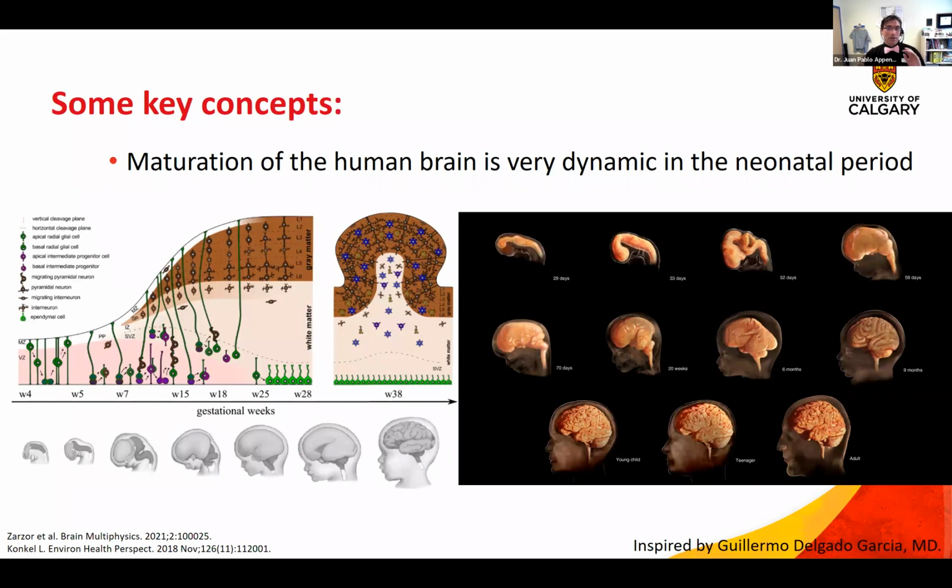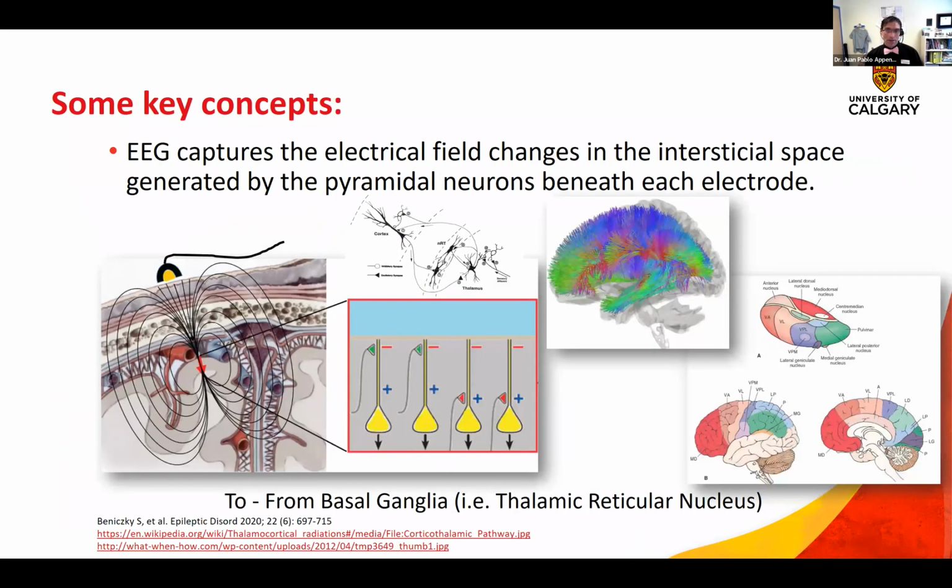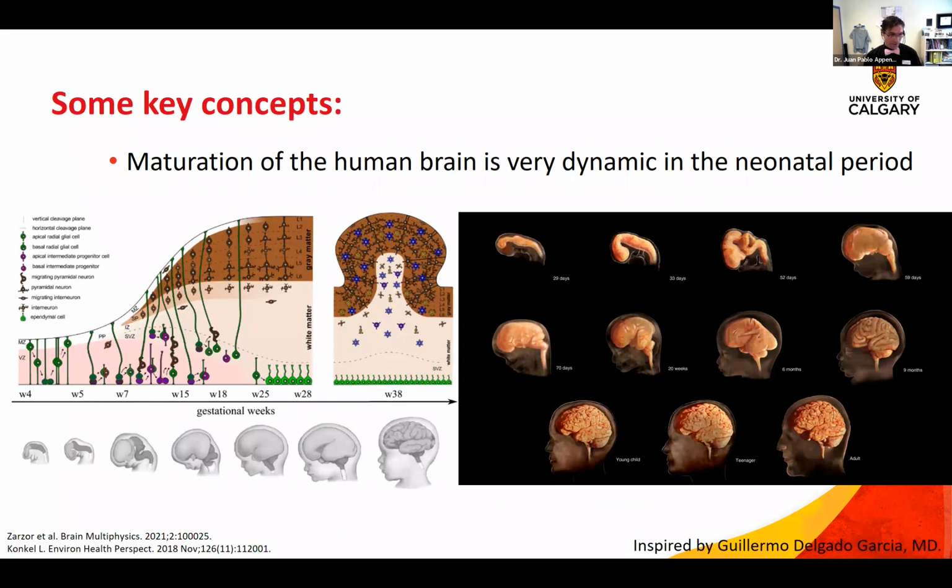Some key concepts that are important to consider when we are reviewing our EEGs in the neonatal intensive care unit: the maturation of the brain is very dynamic in the neonatal period from 25 weeks until 44. That is the whole perinatal period. The EEG changes quite a bit.